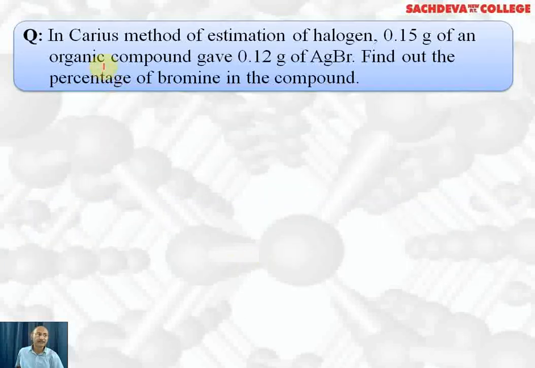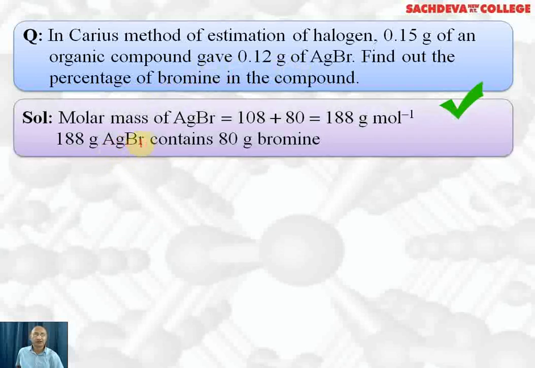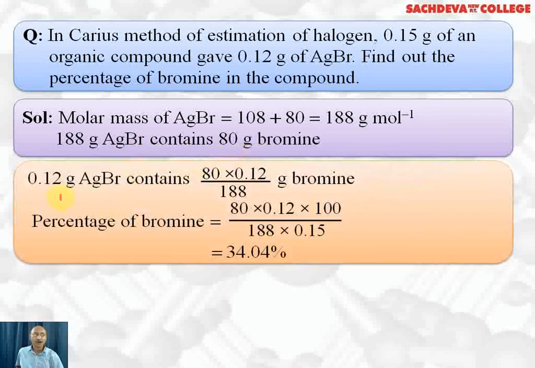Let's take up a numerical based on estimation of halogens by the Carius method. In the Carius method of estimation of the halogen, 0.15 gram of an organic compound gave 0.12 gram of AgBr. Find out the percentage of bromine in the given compound. Molar mass of AgBr is 108 plus 80, 188 gram per mole, and 188 gram of AgBr contains 80 gram of bromine.